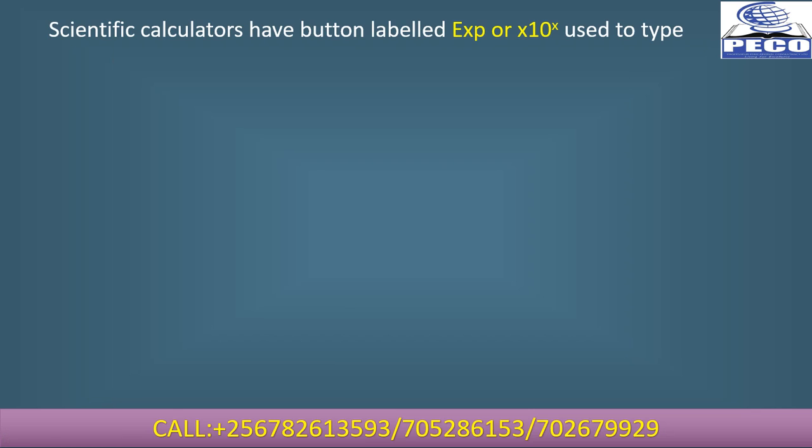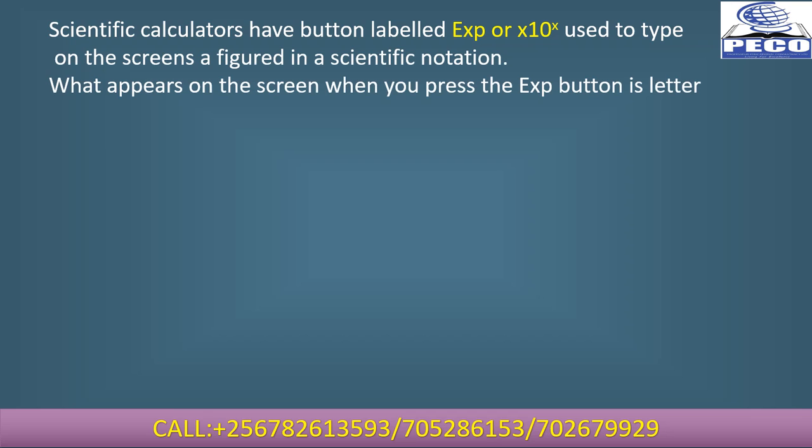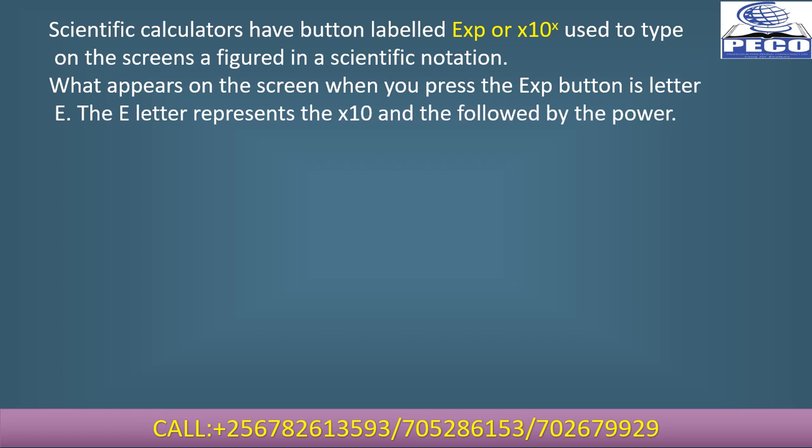So scientific calculators have a button labeled EXP or times 10 to the power x, used to type on the screen a figure in scientific notation. What appears on the screen when you press the EXP button is a letter E. Some calculators show a letter E. The letter E represents times 10 to the power, followed by a power.